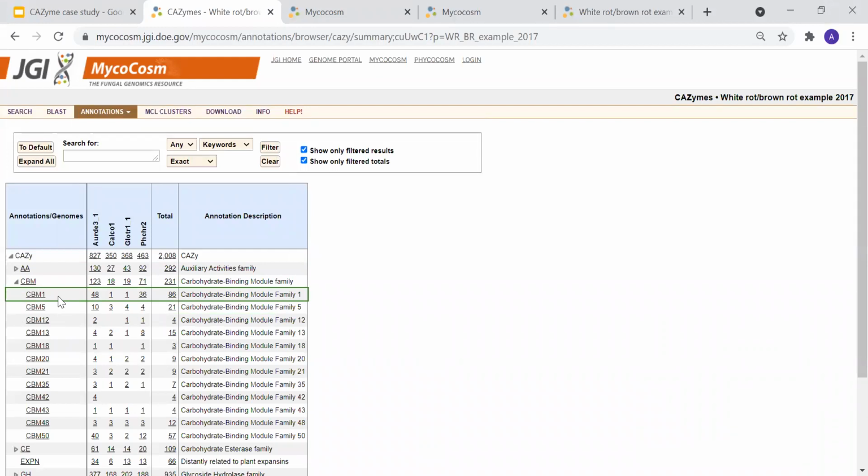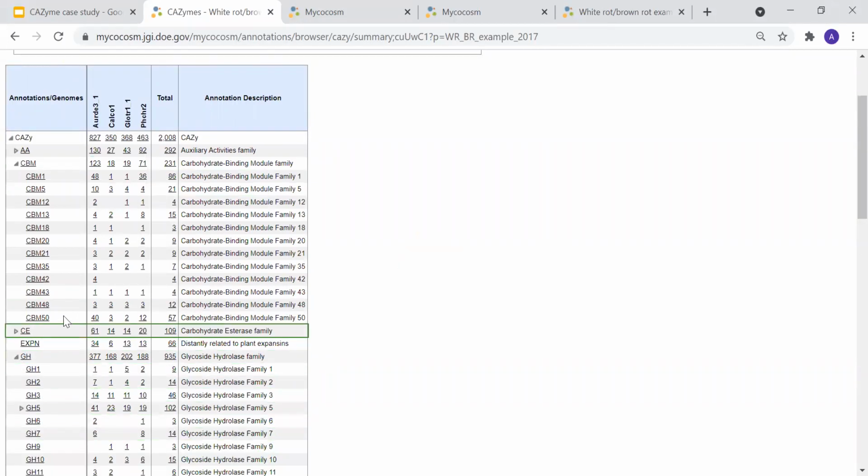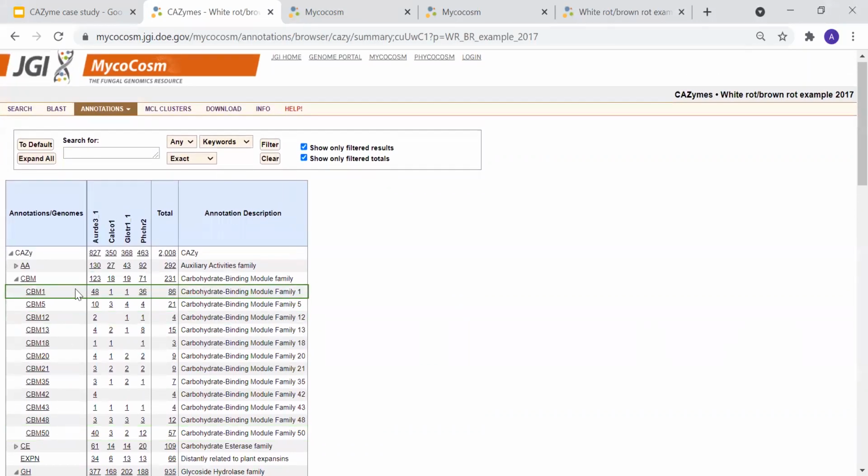So CBM1 domains in white rot specifically perform targeted binding to cellulose to increase efficiency of degradation by a group of enzymes called glycoside hydrolases, over here in the GH group, specifically GH6 and GH7, which you can explore more on your own later. But over here in the CBM1, we see that white rot fungi, fungus A and fungus P, have greatly increased domains or copies of this specific CBM1. But we can see over here in fungus C and fungus G that there is only 1 copy each.